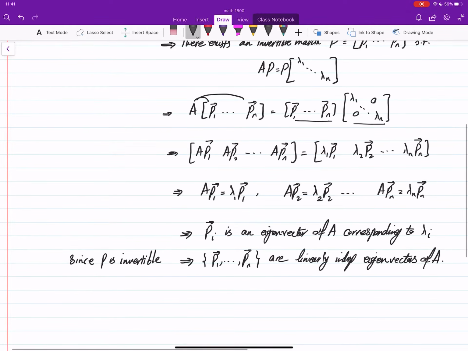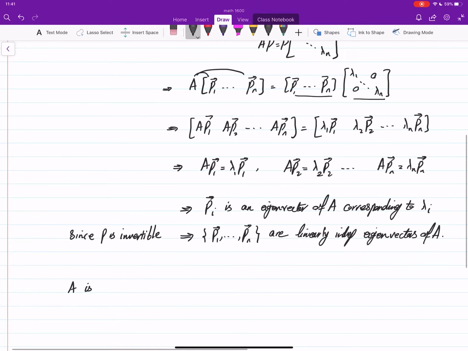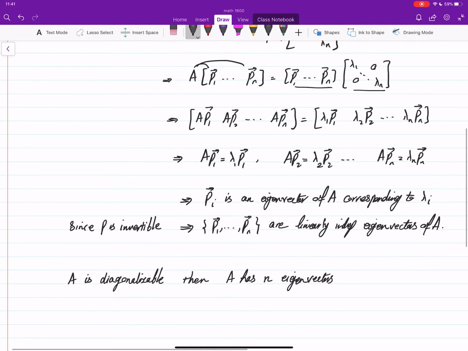So if A is diagonalizable, then A has n eigenvectors which are linearly independent. So that's something that we just saw.